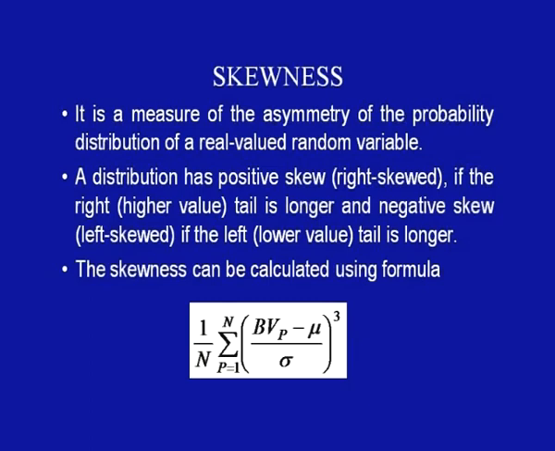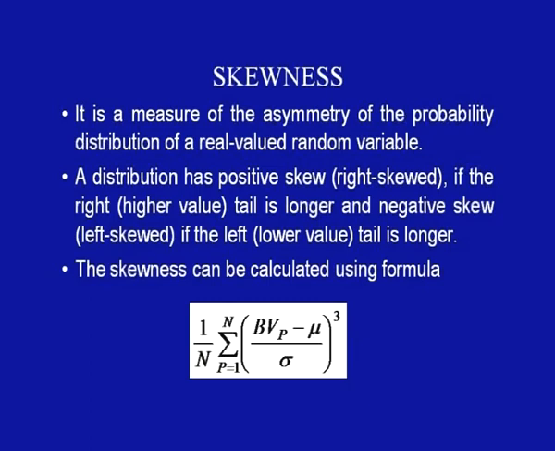The next parameter to be examined is the skewness. It is a measure of the asymmetry of the probability distribution of a real valued random variable. A distribution has positive skew or right skew, and negative skew or left skew if the left tail is longer.